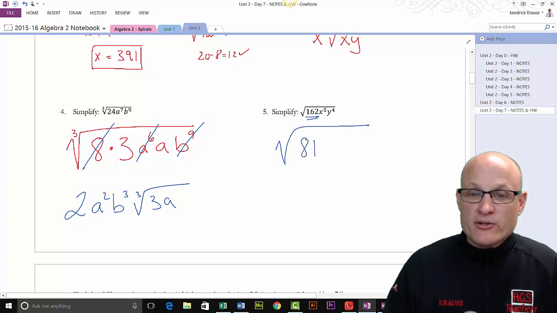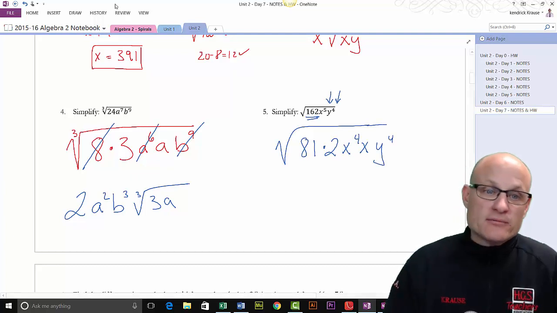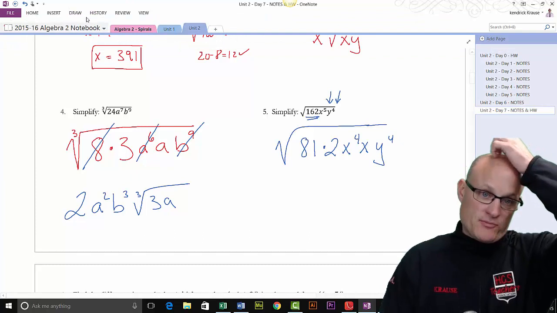This is a square root, so we're going to look for a perfect square that goes into 162, and hopefully by now you know 81 times 2. For these, we're going to look for even exponents. Well, 5 is not, so we're going to make it even by going x to the 4th times x. And y to the 4th is even, so we're okay with that. Oops, forgot to switch colors.